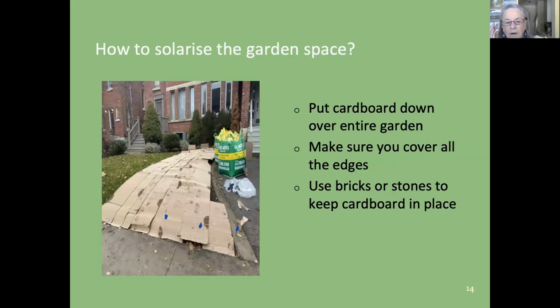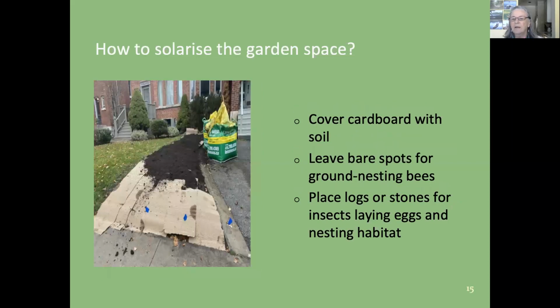Next, we put down cardboard over the entire area. Make sure you cover all the edges so no light can get in. And you can use bricks or stones to keep the cardboard secure. Next, we laid down the soil and we left some bare spots at the front of the house for ground nesting bees. You can also place logs or stones in your garden if you wish, so that insects can lay their eggs and have a nesting spot.